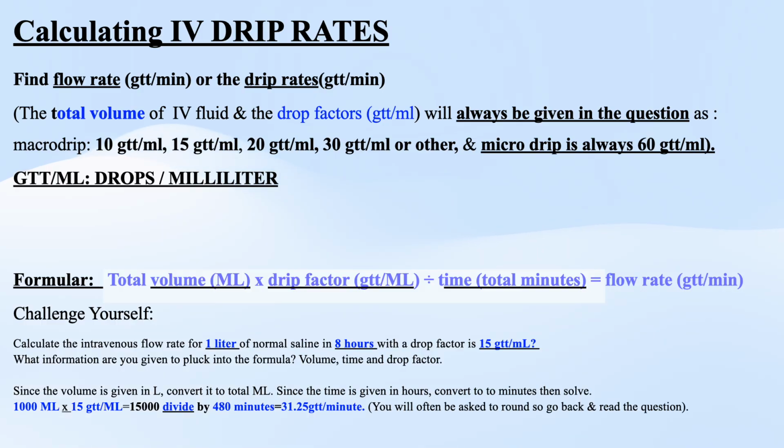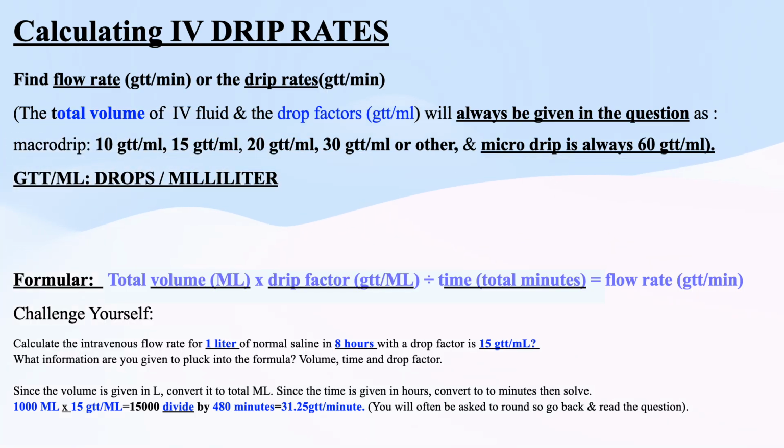Now the drop factors can have different numbers. It can be written as 10 drops per ml, 15 drops per ml, that's 10 GTT per ml, 15 GTT per ml, 20, 30, it can go as high as 60. Now, the problem with the 60 drops per ml is that sometimes they would say that the nurse is using a micro drip set.